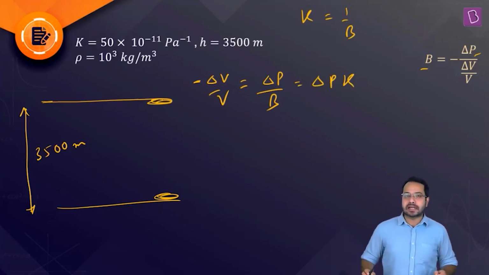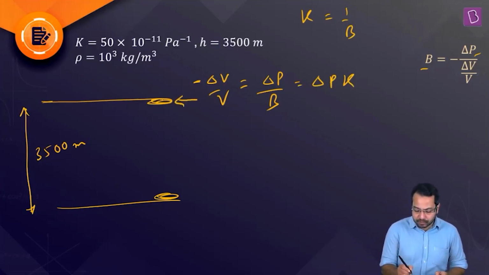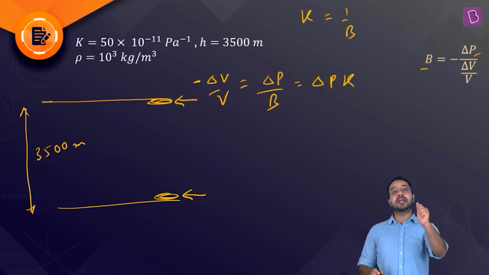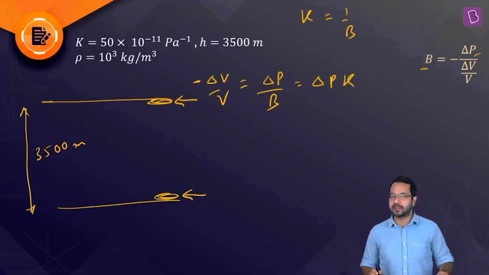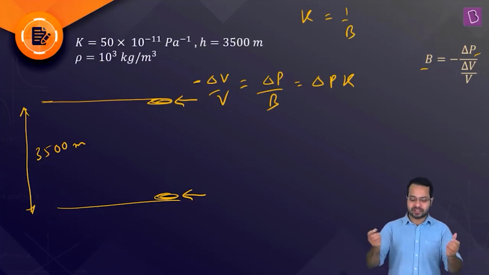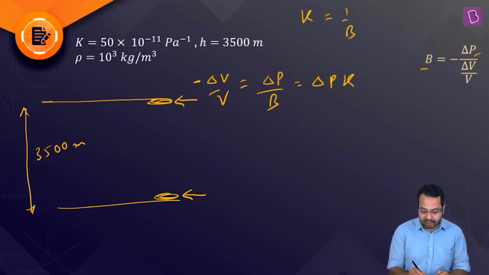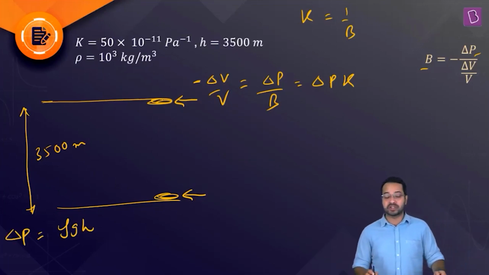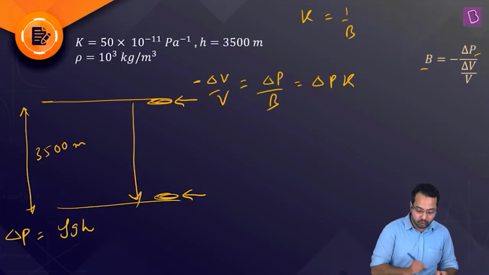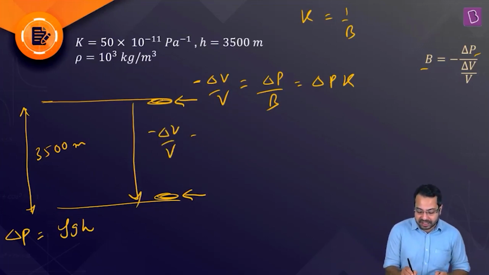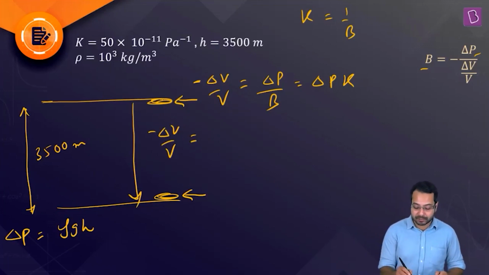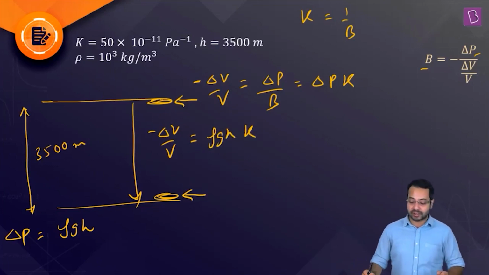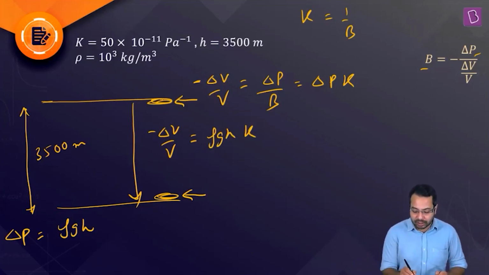Now what is this delta P? When we are going from this point to this point, the pressure is increasing by an amount delta P. And what is that amount going to be? It's very obvious. That amount is going to be rho GH. Is that correct? Delta P will be equal to rho GH when we are going from here to here. Hence the fractional change in volume, minus delta V upon V, will be equal to delta P, which is rho GH, multiplied by K. Now all I have to do is the substitution. So let's do that quickly.